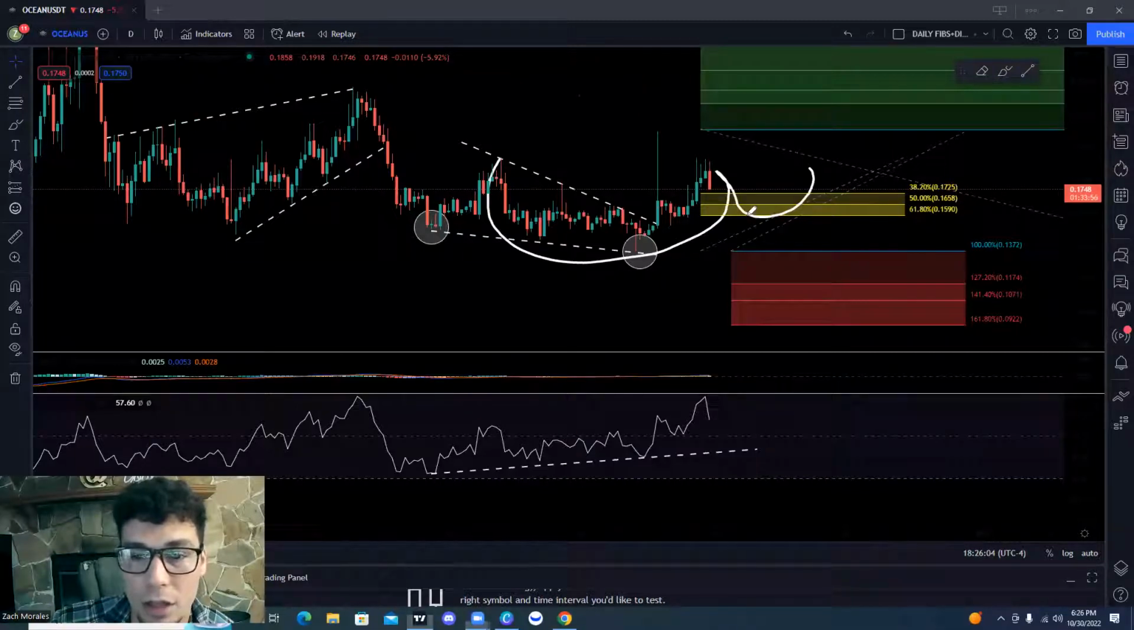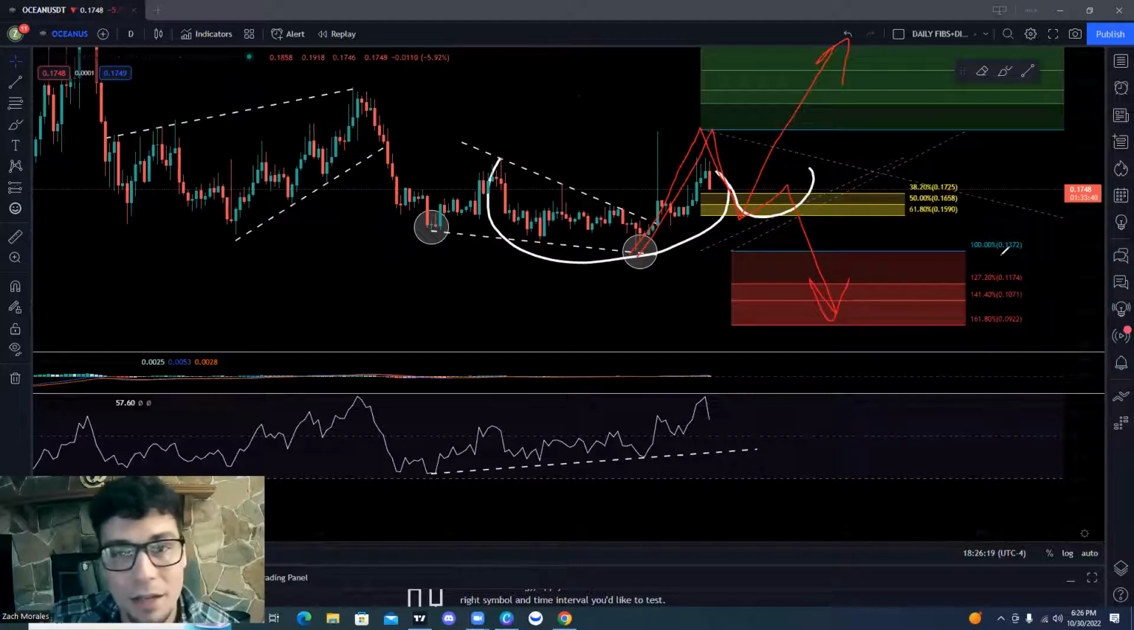So it's basically going to look like this. We're either going to have this move like this, okay? Or we're going to get boom, boom, boom, boom. All right. So that's it. That's the update for Ocean Protocol.